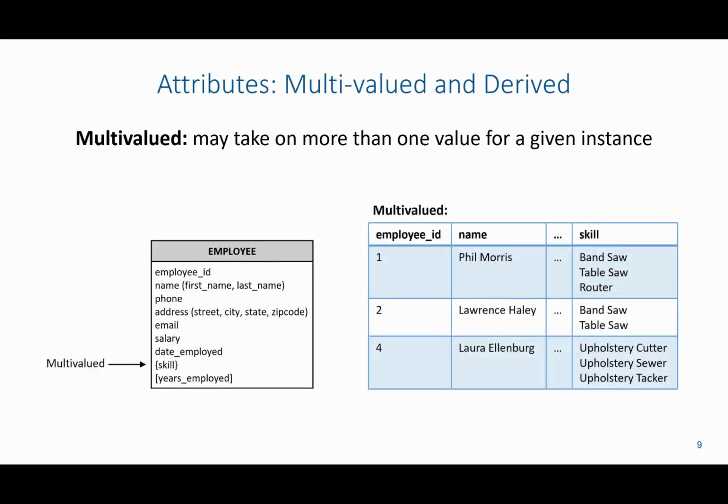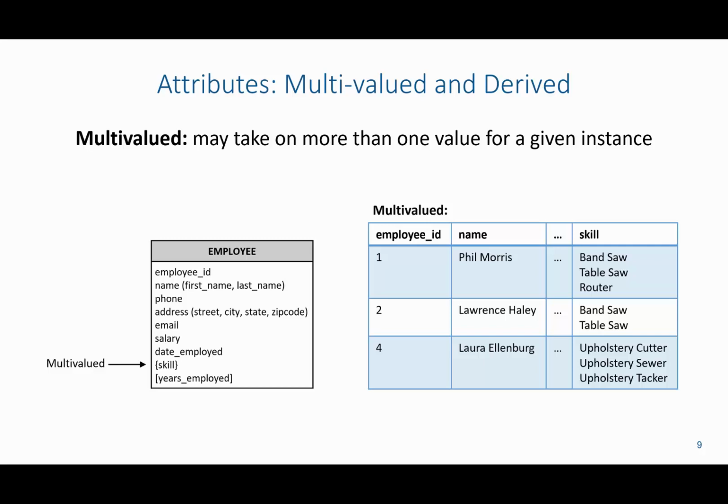The next type of attribute we're going to talk about is the multi-valued attribute. A multi-valued attribute may take on more than one given value for a given instance. Take, for example, this table on the right side of the screen. You see here that we have three rows: employee ID 1, 2, and 4. If we go to the skill column, you'll see that we have multiple skills represented. So Phil Morris, for example, has the skills of bandsaw, table saw, router. Lawrence Haley has 2 skills, and Laura Ellenberg has 3 skills.